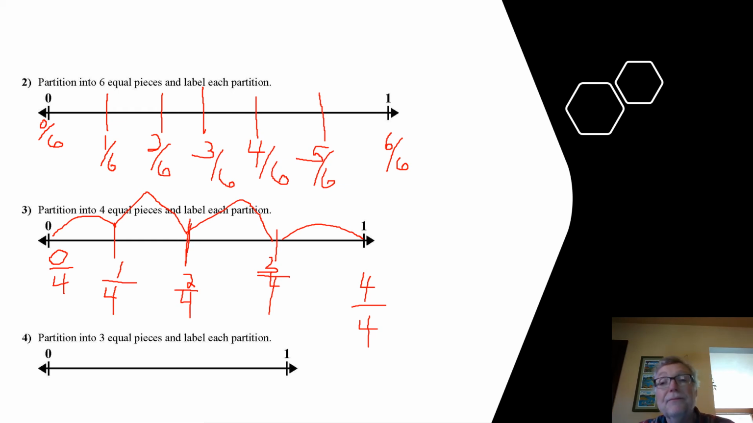So there we go. And let's go finally to our last one. Partition into equal pieces and label each partition. So this one I'm going to do my best and break it up into thirds. And there we go. Again, all of my denominators are going to be 3, and then I'm going to do my dividing line. So this one would be 1/3, this one would be 2/3, and this one would be 3 over 3.